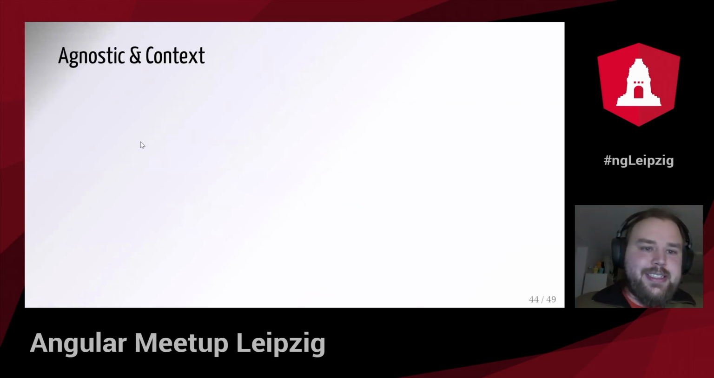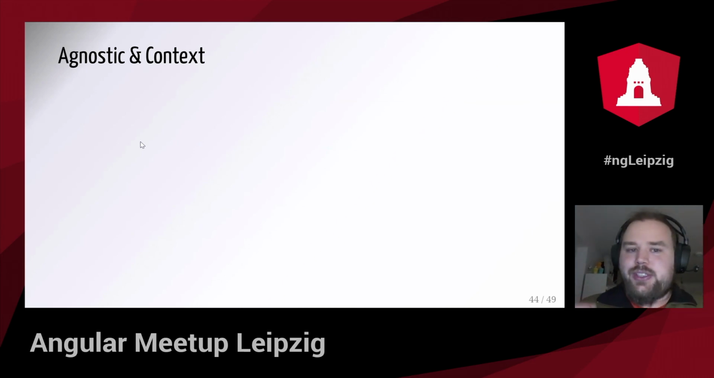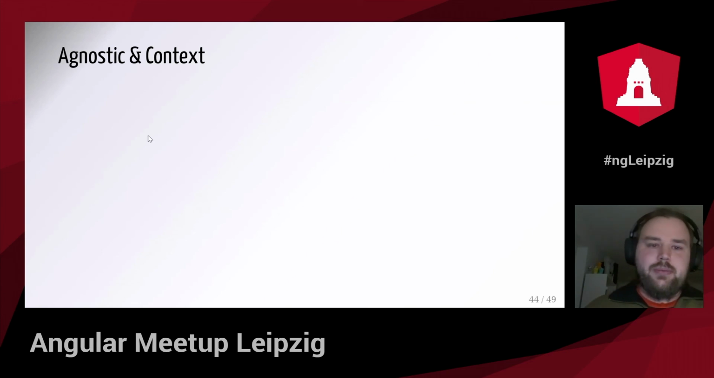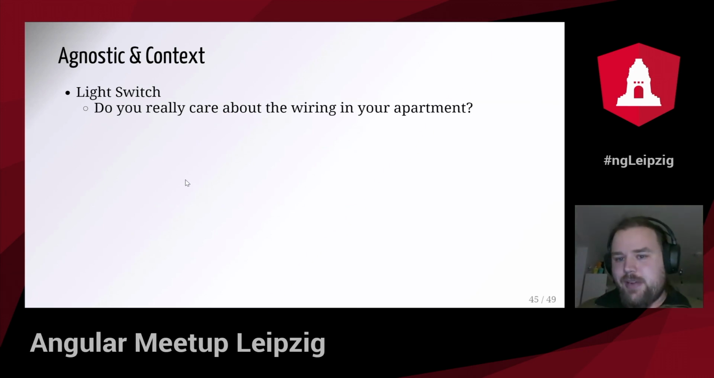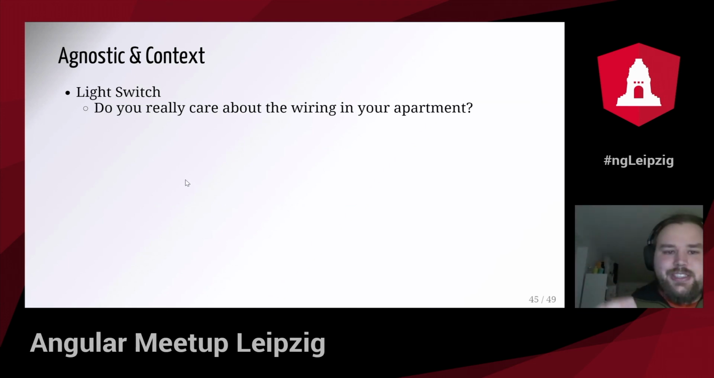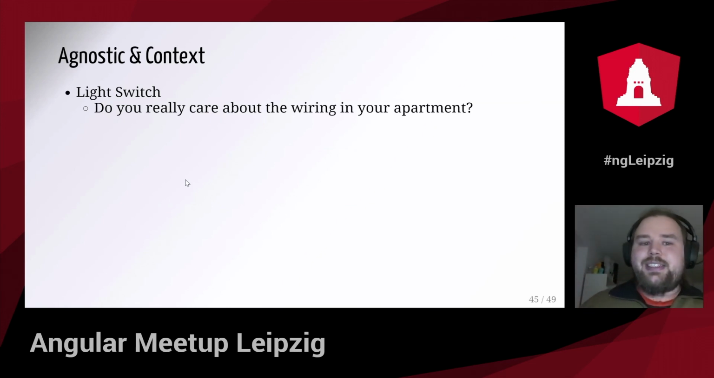Exactly the closing words that I have to give you about being ignorant and using context, because we do it in our daily lives all the time. Why are we so explicit when we are doing our component compositions? For example, if you switch on the light, are you actually caring about the wiring in your apartment? No, you're not. You say, I'm switching on the light. You're not saying, I'm switching on the light switch, because you're just leaving out all the stuff that is implied by the context.